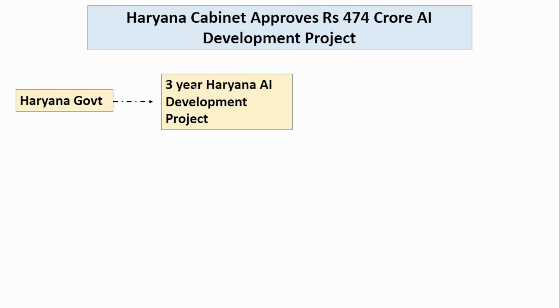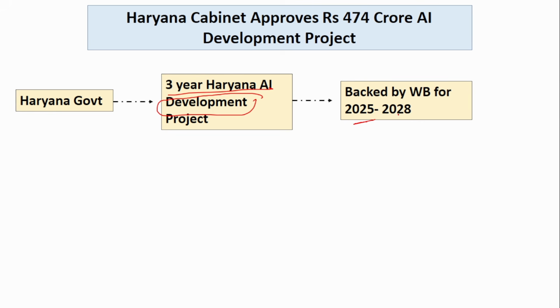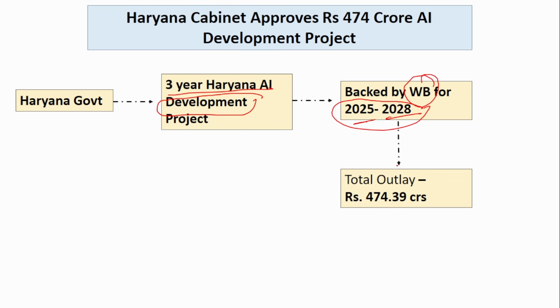So the Haryana government has approved a 3-year Haryana AI development project. This will be from 2025 to 2028, and it will be backed by the World Bank. So the World Bank will also provide financial support from its end. The total outlay of this project is 474 crores. Out of this 474 crores, the funding pattern is 70:30.